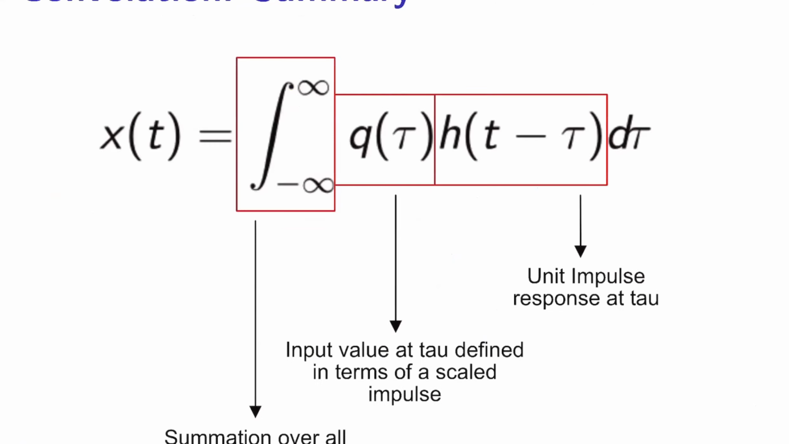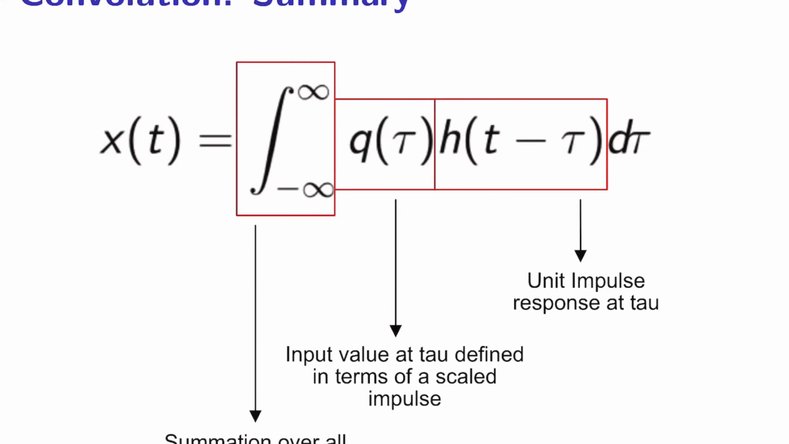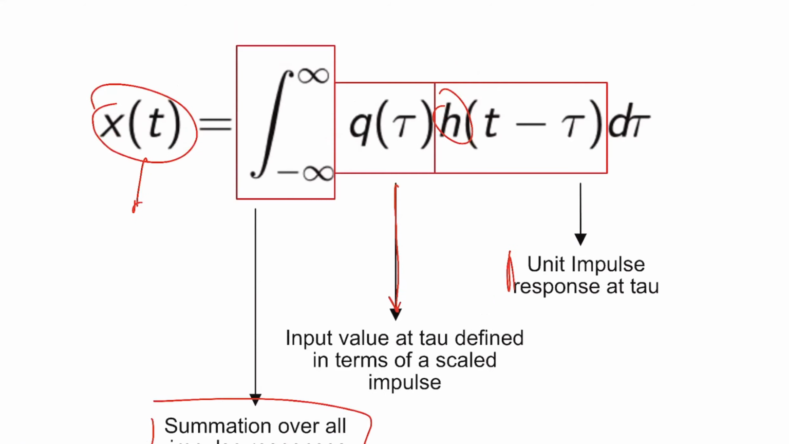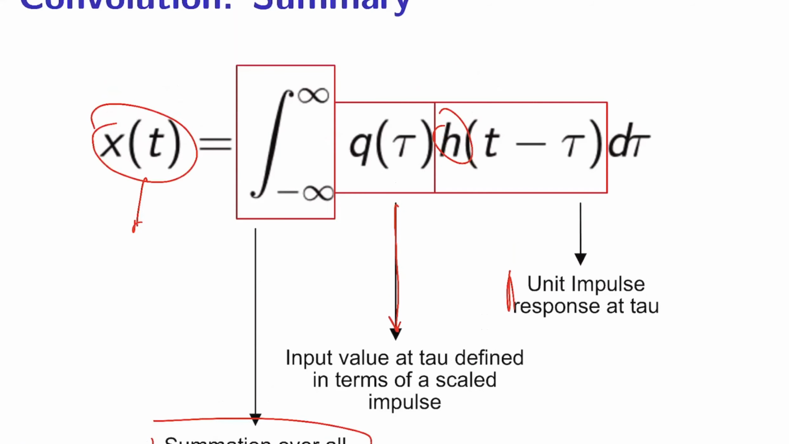Okay, so in summary, the convolution is equivalent to a zero-state response, but it's described in the time domain, not the Laplace domain. Just to summarize what we have here: the H is the unit impulse response at tau. This is the input signal at tau scaled by an impulse. And then I'm summing over all the responses, and I get the overall response. That's all the convolution is doing.